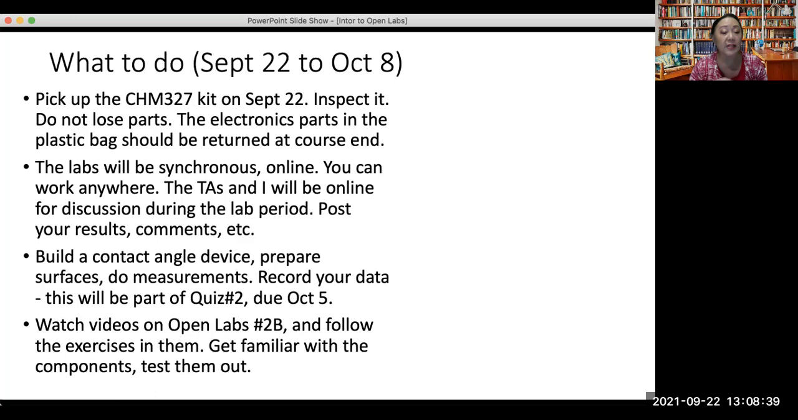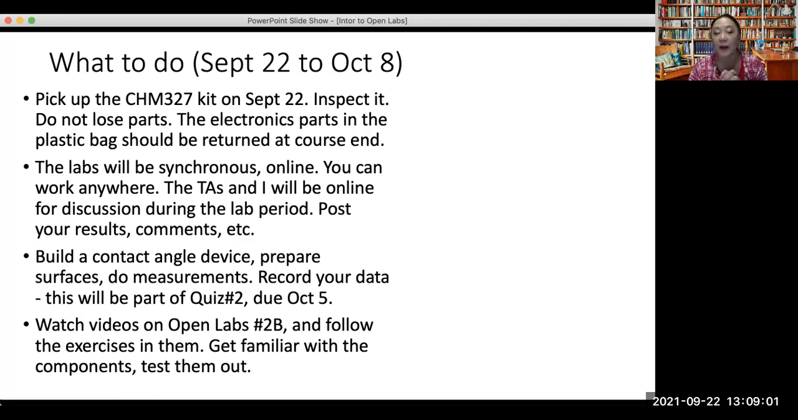You will build a contact angle device and prepare surfaces. There are some suggested surfaces that we've given you, but we'd like you to explore what it is that you're curious about in your surroundings, or in fact, if you can design and make surface coatings, that's wonderful. You record your data, and this will be part of quiz number 2, which you should do before October 5.